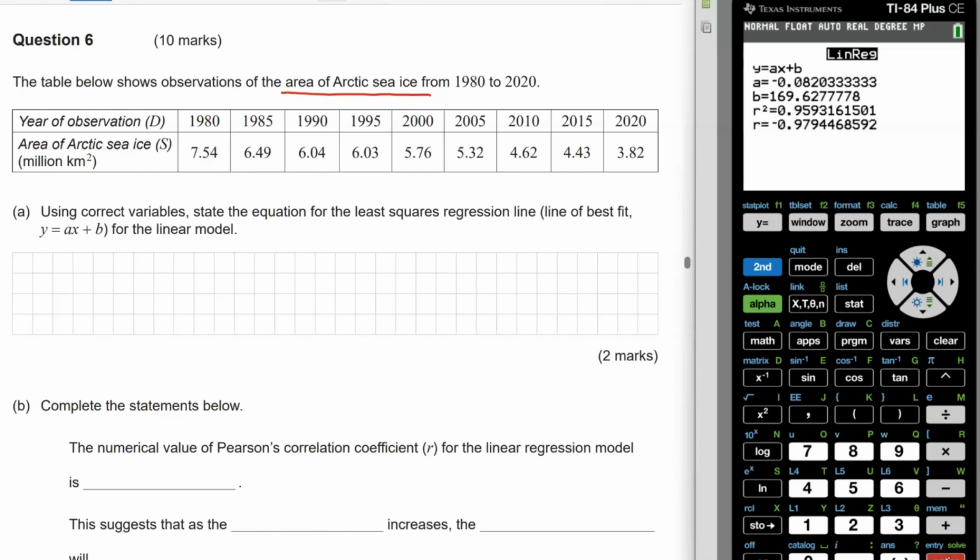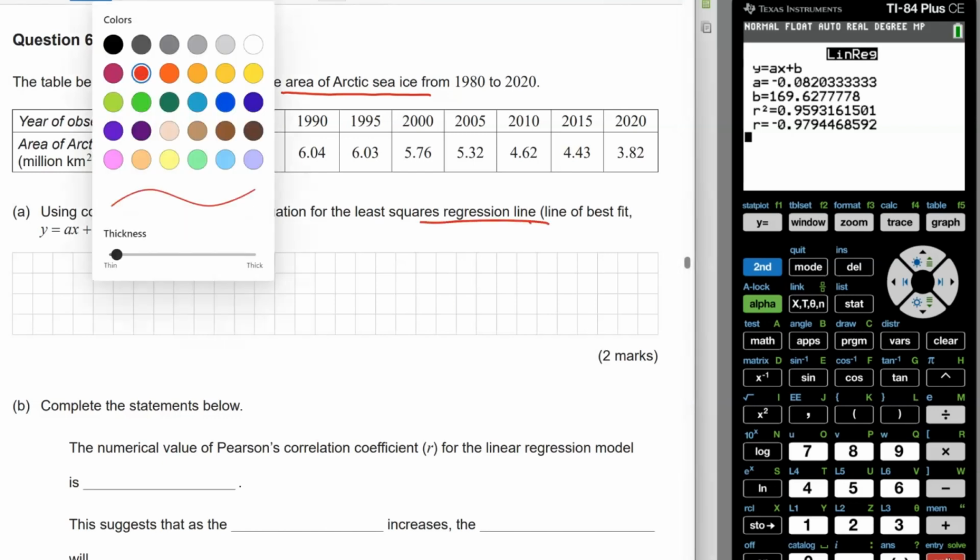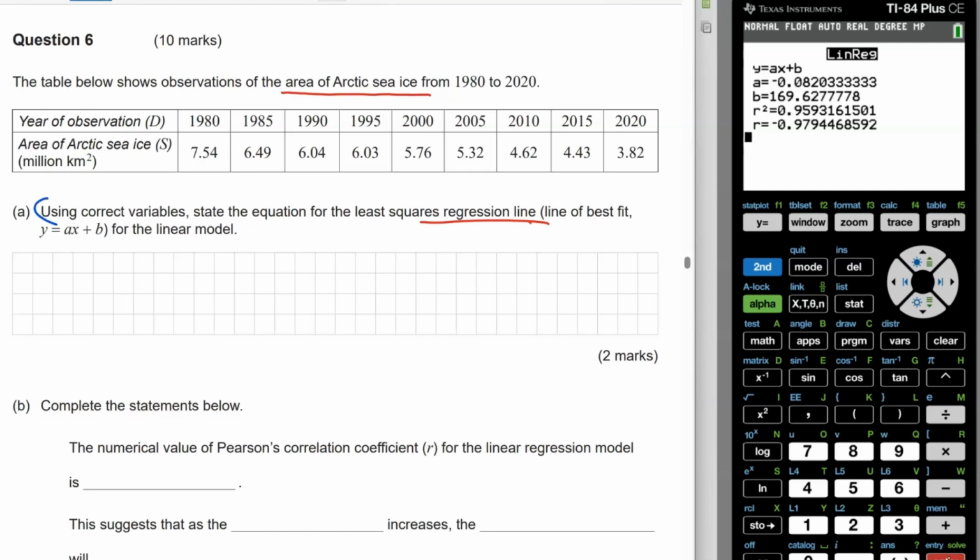for your equation below. Now, what you have to look out for here is it's saying using correct variables. So it doesn't want you to use your Y and your X. It wants you to use up here your D and your S as your variable. So you are going to have that S is equal to, and your A value in this case is negative 0.082. So we'll use 3 significant figures. It's going to be times by that D value. And then this time the B value is going to plus that 169.6. 28.